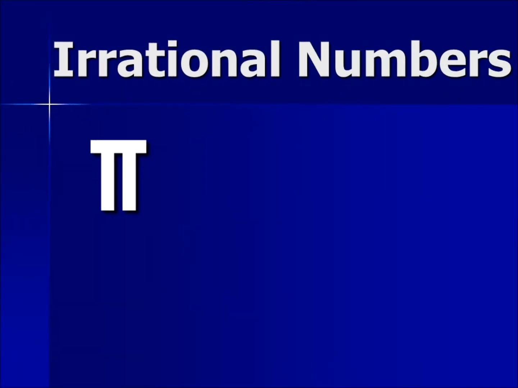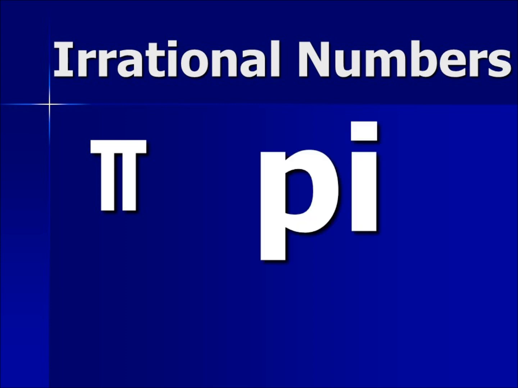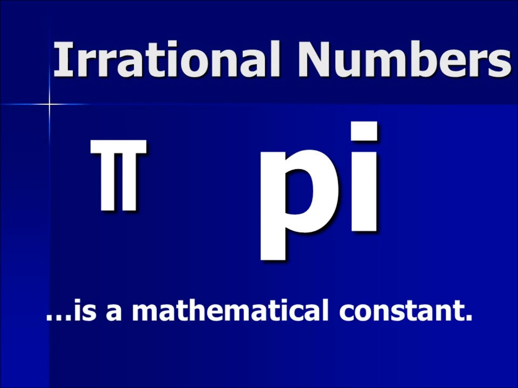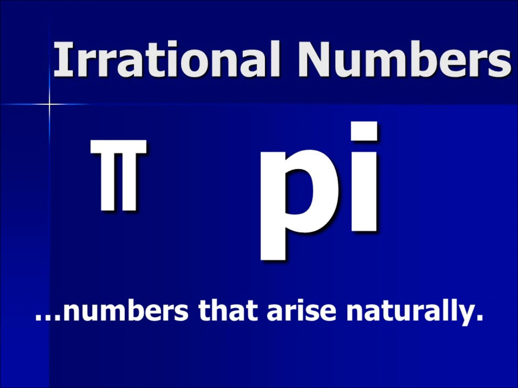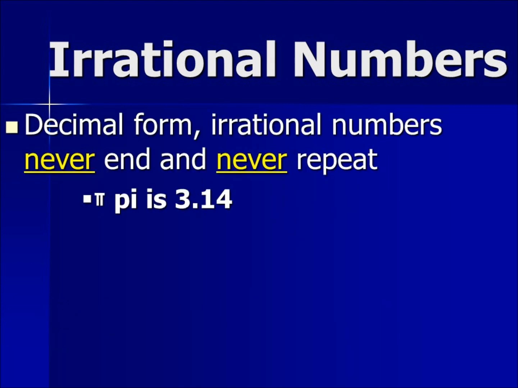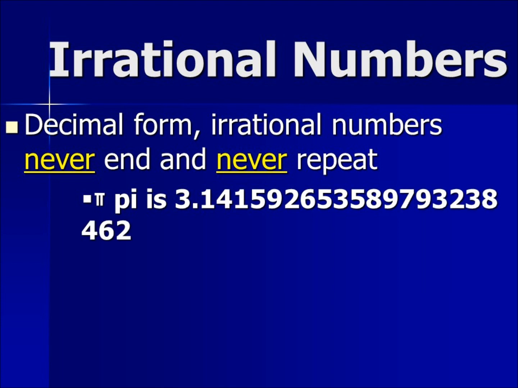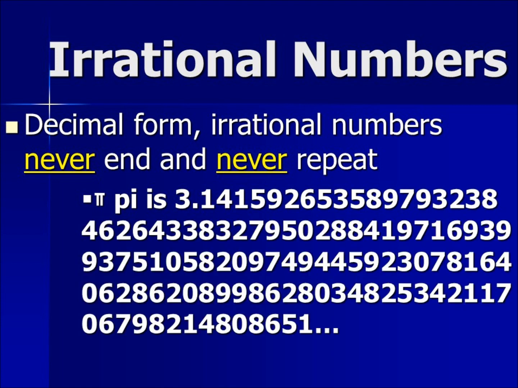I am going to pull the definition for pi from an older video. Pi is an irrational number, and it is also known as a mathematical constant. You may be saying, well, what is a mathematical constant? Mathematical constants are numbers that arise naturally. Another characteristic of irrational numbers and pi is that in decimal form, they never end and never repeat. Okay, you get the point.